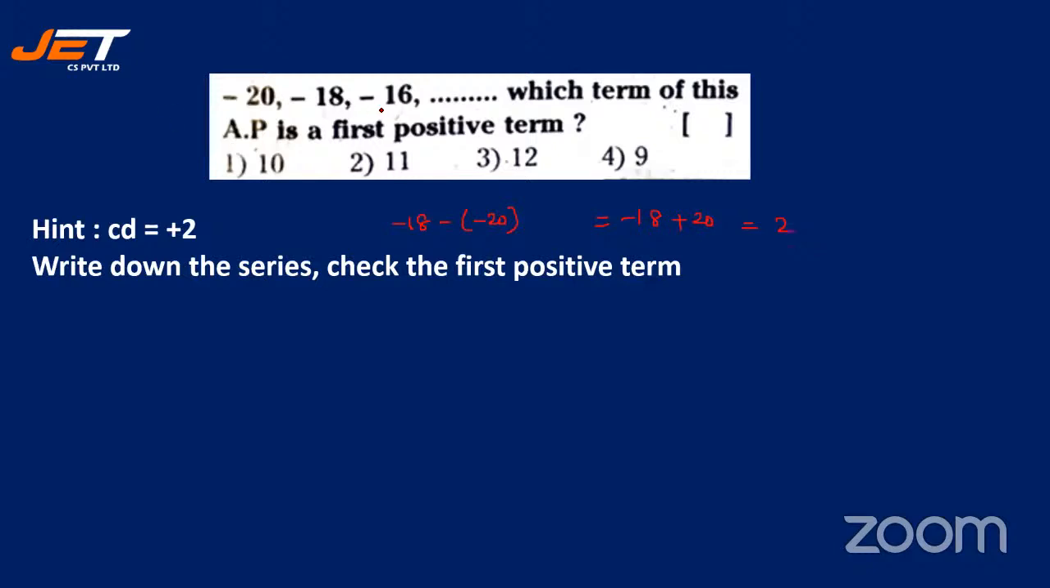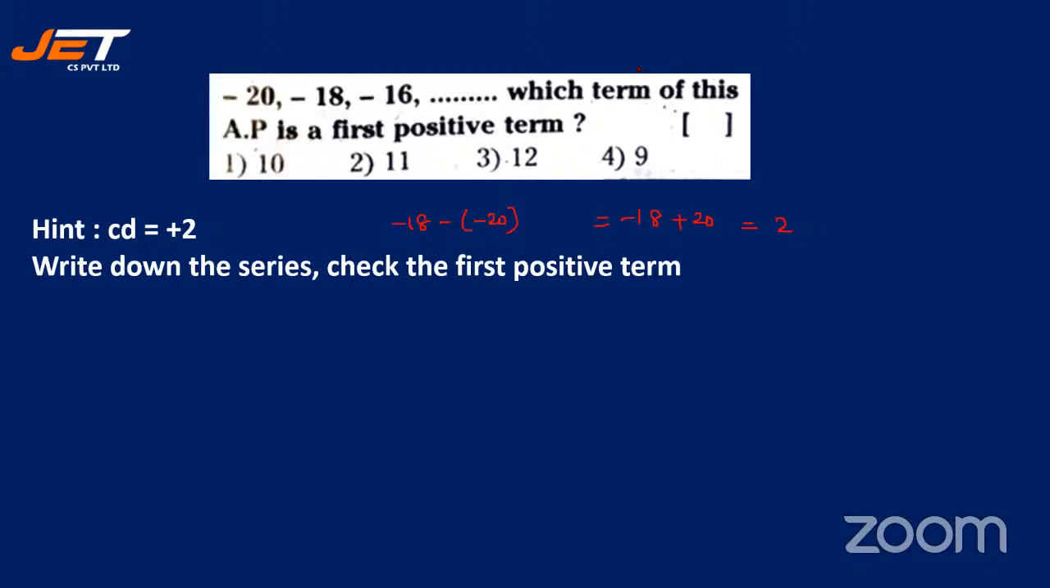So to every number, you have to add plus 2. Is it right? So minus 18, minus 16, minus 14, minus 12, like that, and so on it comes. So after 0, whichever is your first number, from that you count the term. So what term is that? That is the question. We did a similar sum yesterday, I remember doing more than 2-3 sums. So the hint here is CD is equal to plus 2. CD means common difference. So write down the series and check the first positive term. I have almost given you the hint.